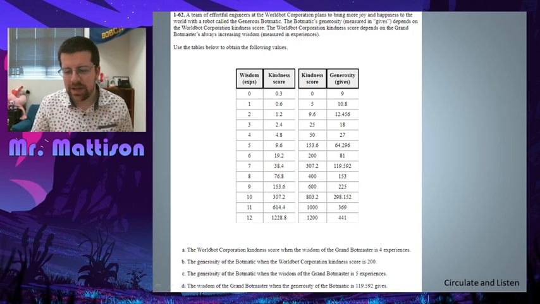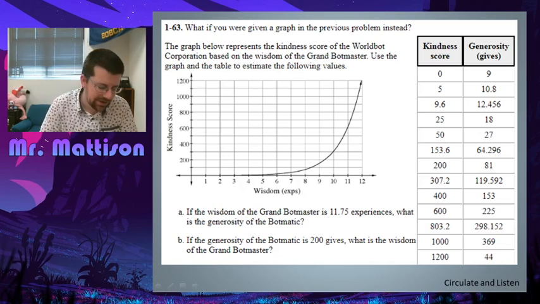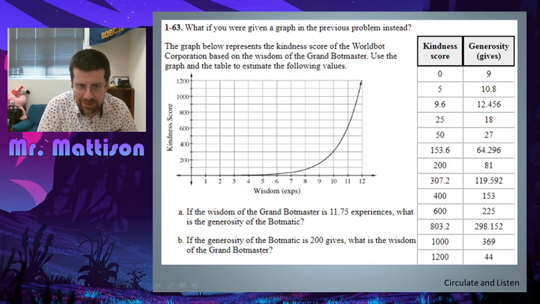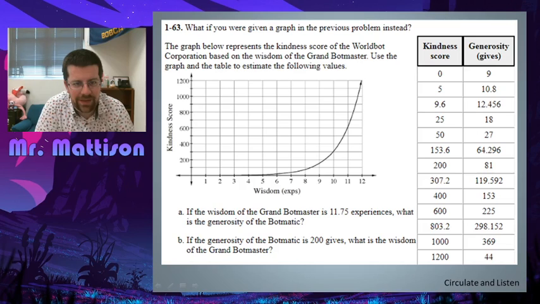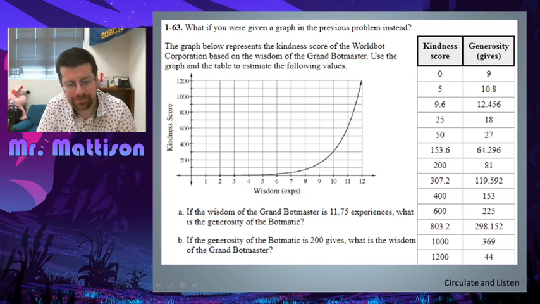All right, so let's take a look at this one. We're still using the kindness score, the generosity, and the wisdom, but we're going to see it in a different way. Tables are nice, but the problem with tables is they don't show you every single possible value, which is why equations and graphs are a little bit nicer for us. So now we have a graph that represents the kindness score as it relates to the wisdom. Using this table and that graph, go ahead and answer parts A and B. Pause it and answer those, then come back once you're done.